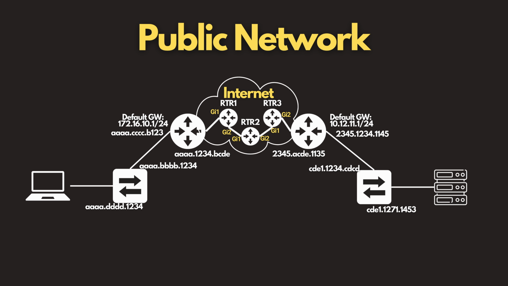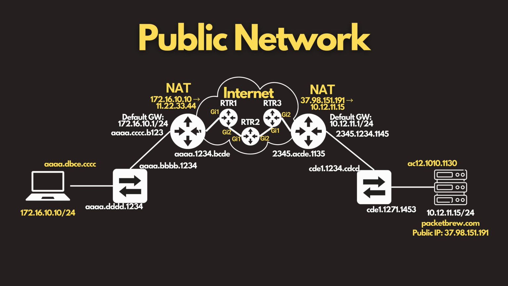Now let's look at it in a network with the internet. For example, a computer in your home network connecting to packetbrew.com with IP address 37.98.151.191. The network would have a NAT translating private IP to public IP.